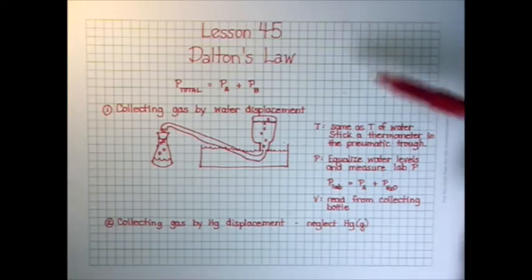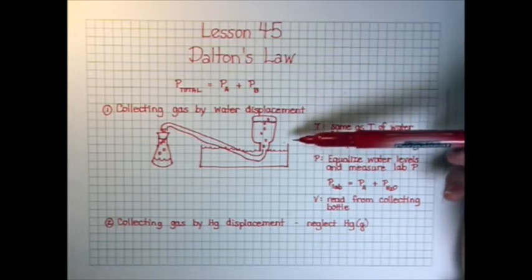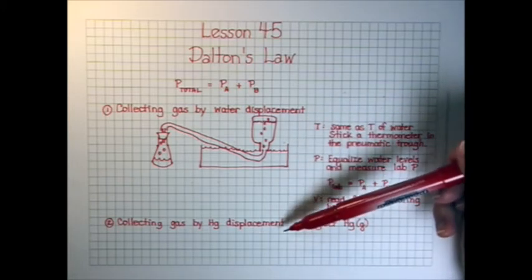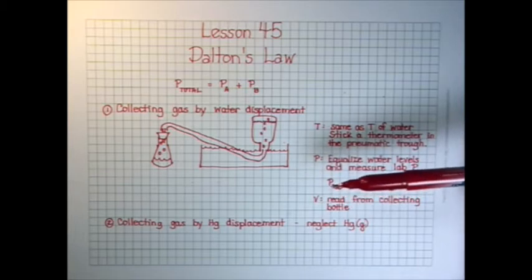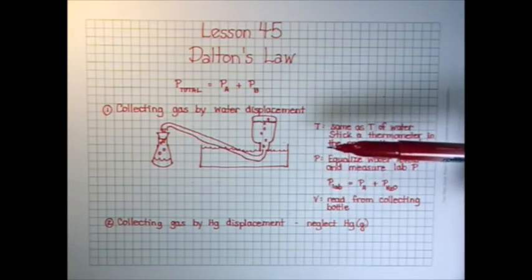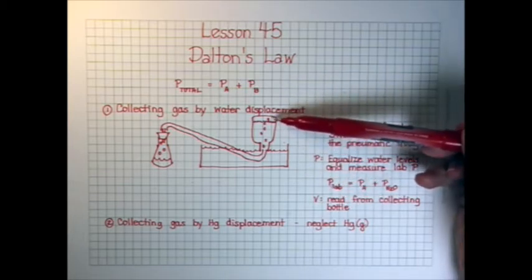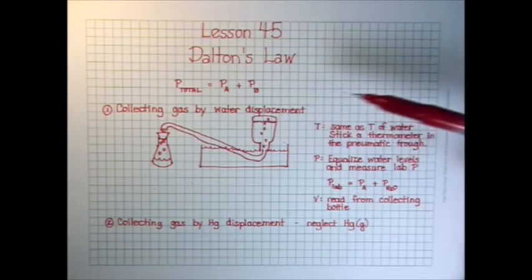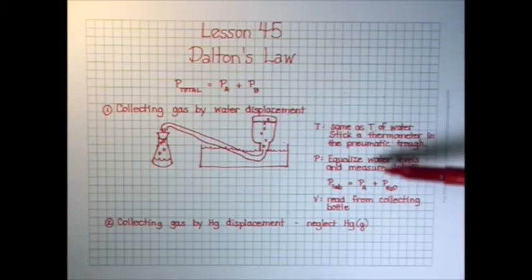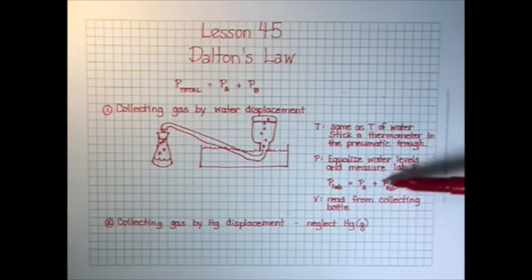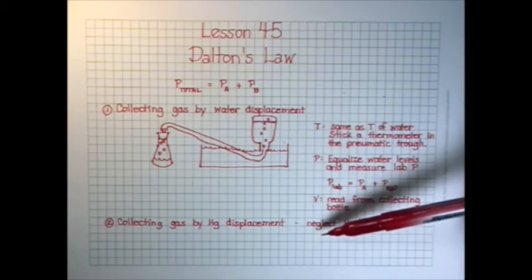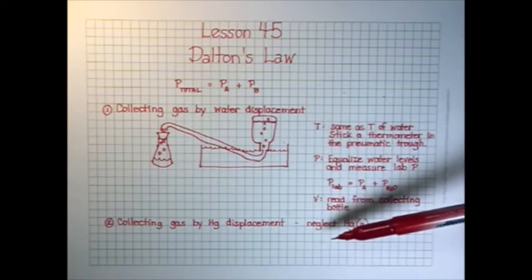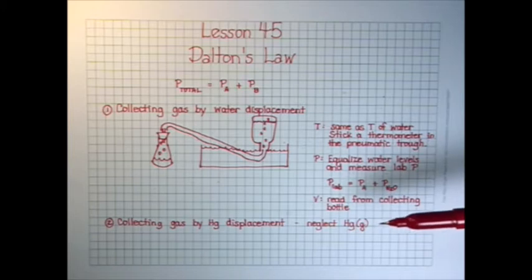Well, how do you know when you read a problem whether it was collected by water displacement or by mercury displacement? Because they can write a problem any way that they like. Look for the phrase over water. If it was collected over water, then it was a water displacement, and you're going to have to worry about doing these corrections for the pressure of the water vapor at that temperature. And if it doesn't say that, or if it says over mercury, then it's a much simpler problem and you don't have to worry about using Dalton's law.